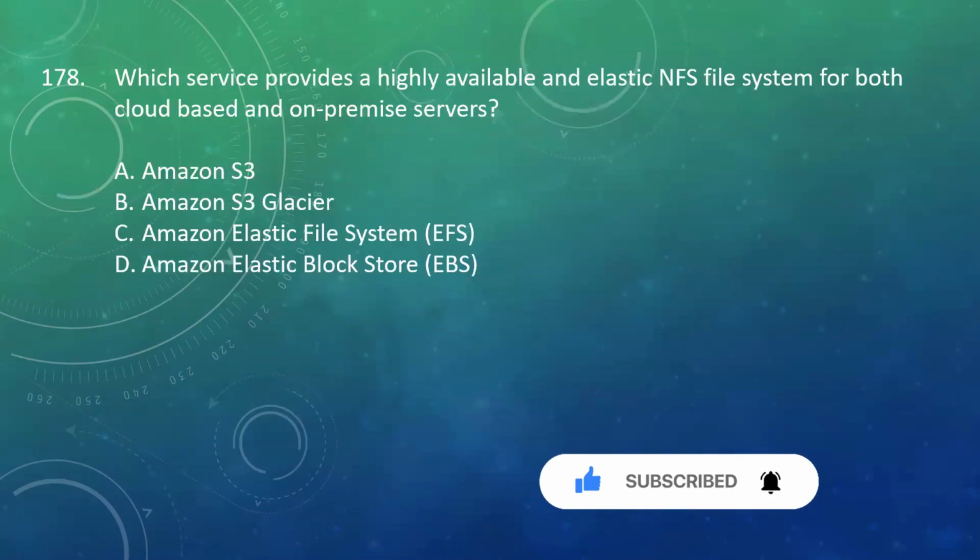Question number 178. Which service provides a highly available and elastic NFS file system for both cloud-based and on-premise servers? Your options are Amazon S3, Amazon S3 Glacier, Amazon Elastic File System, also called EFS, Amazon Elastic Block Store, also called EBS. EFS is designed to provide a simple and scalable file storage solution for cloud-based and on-premise servers. EFS supports the NFS protocol, which is Network File System Protocol, making it compatible with a wide range of operating systems and applications.